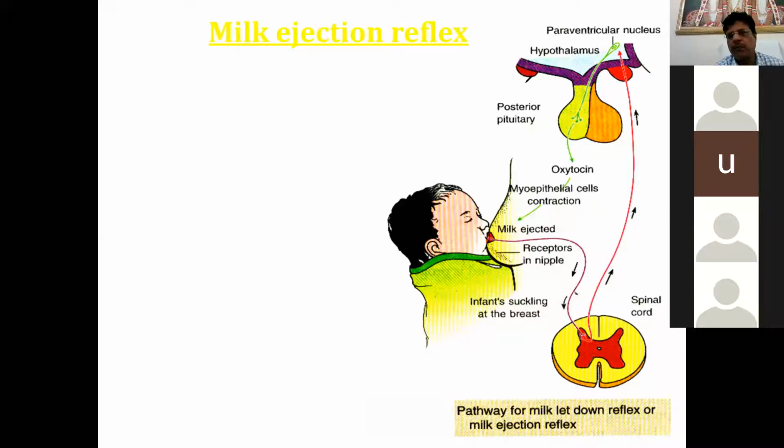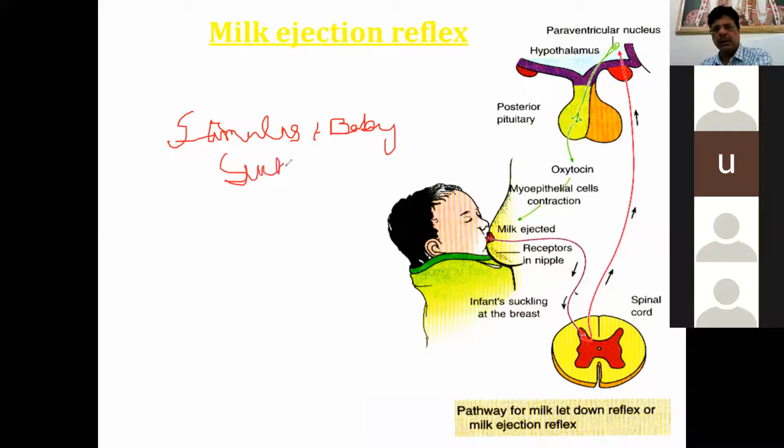Finished? Done? Okay. So we'll break this up again into those five components, and we'll also start with the stimulus, right? So what is the stimulus for this? What is the stimulus for the milk ejection reflex? The baby suckling on the nipple. Infant suckling. Yeah, the baby or infant suckling on the nipple.